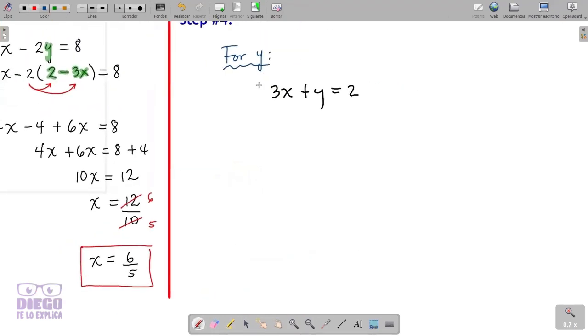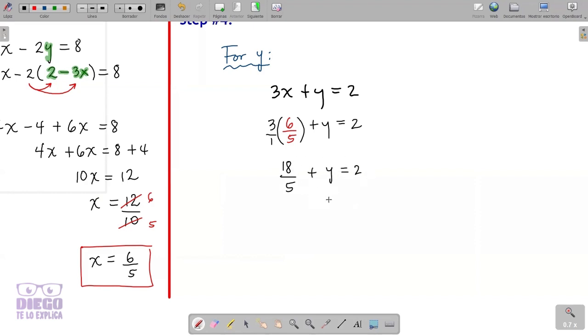Okay, I'm going to replace the x value here. 3 parentheses plus y equal 2. Okay, what is the x value? 6 over 5. So basic math, we have to multiply this whole number by this fraction. Remember that this 3 has a 1 as denominator. So 3 times 6, 18 divided by 5 plus y equal 2.